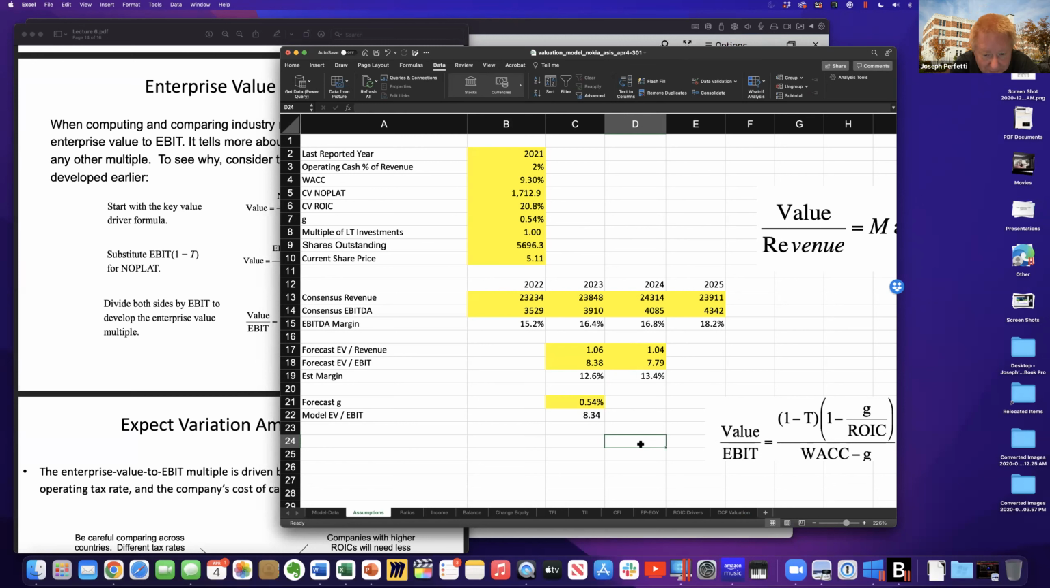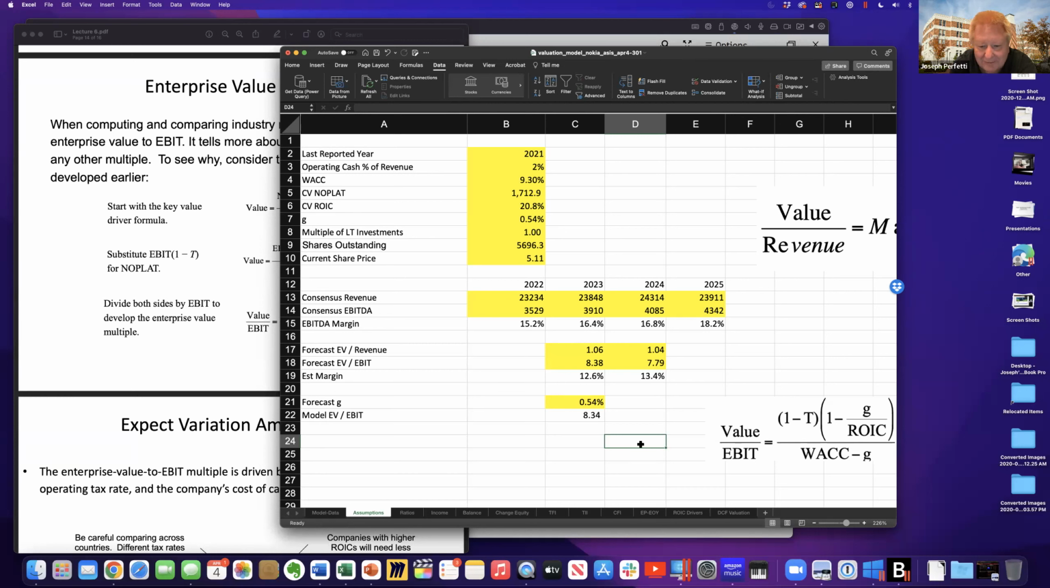And as we change the multiple and change the G and the ROIC, it changes the multiple. They go backwards because it changes the ROIC. And so anytime any of these change, the others change. This is why it's circular. There is a circularity here. Okay. And so here's the point.